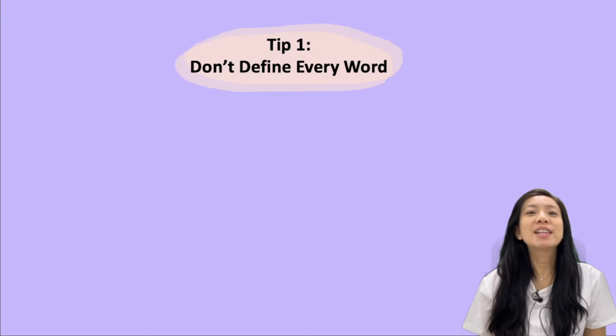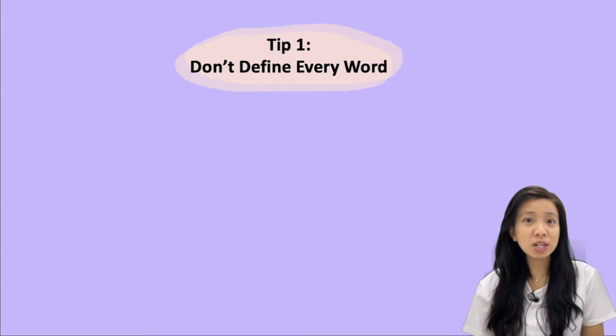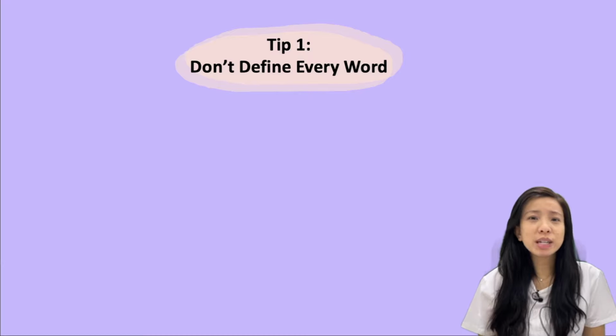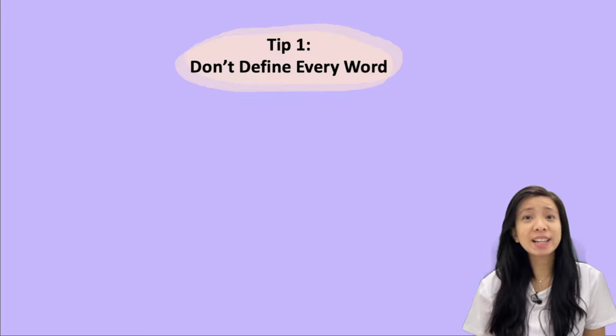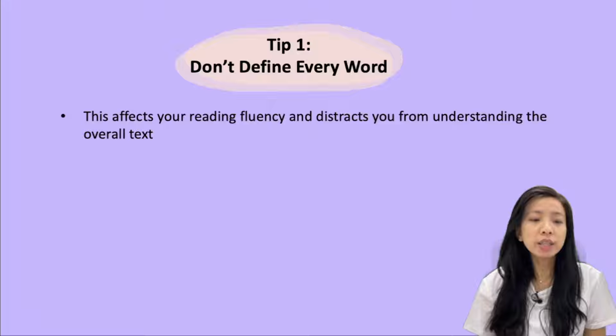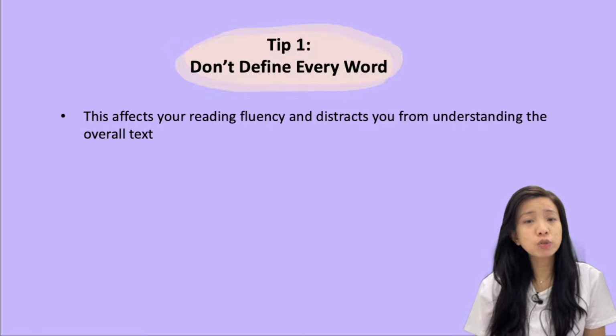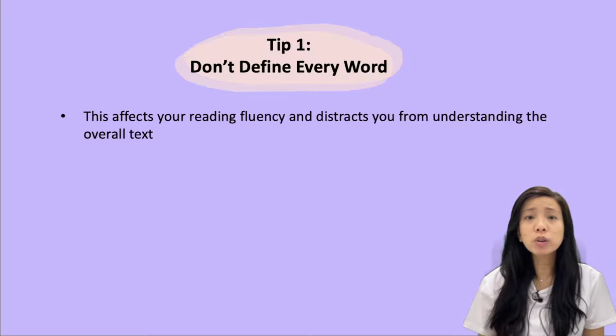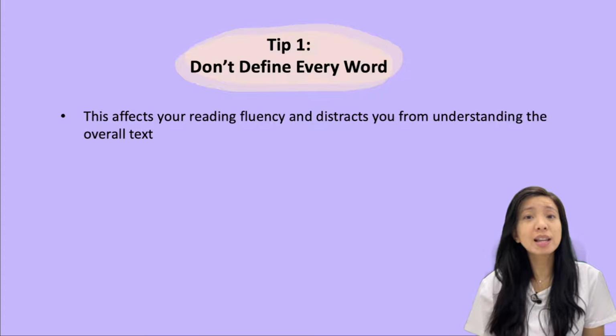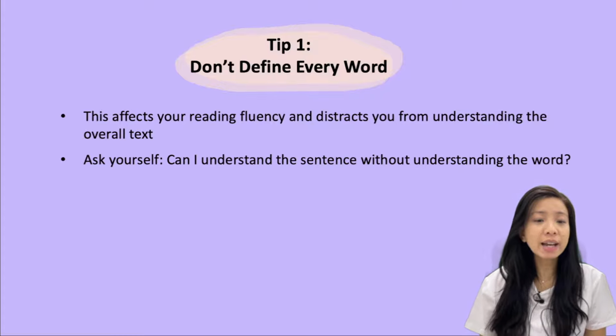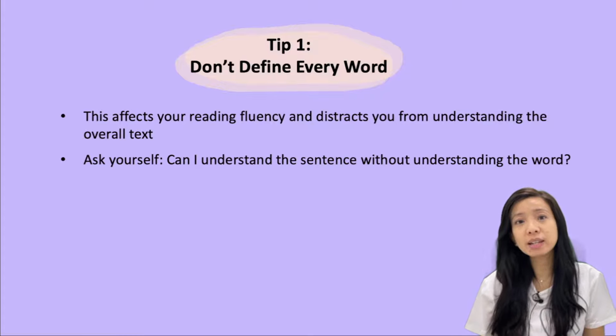Tip number 1 is don't define every word. I know it seems strange because we need to understand words in order to understand the text. However, if you're going to try to define every single word, this will affect your reading fluency and it may actually distract you from understanding the overall text as well. So maybe when you come across 1 or 2 words that you don't understand in the text, ask yourself this question: can I understand the sentence without understanding the word?